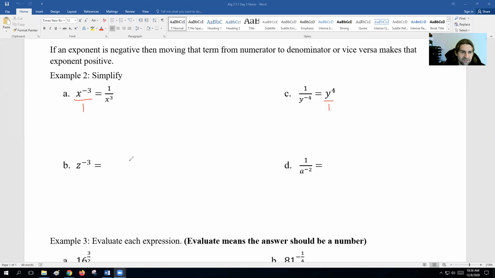So what is z to the negative third power? That would be 1 over z cubed. And what about 1 over a to the negative second power? Well, that would be just flip it up to the top, a squared over 1, or just a squared.